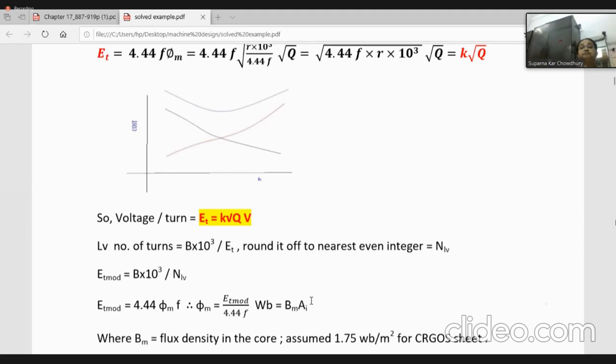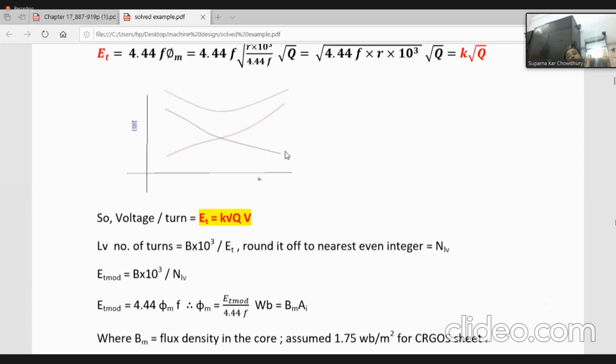That means your iron area will increase. So that will increase your core material. And as ET has increased, the number of turns will decrease because your voltage is constant. So your copper weight will decrease. So if ET increases, your iron weight will increase, copper weight will decrease. So your iron cost will increase and copper cost will decrease.